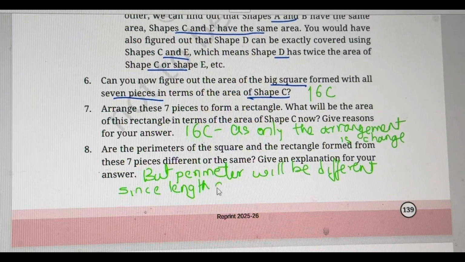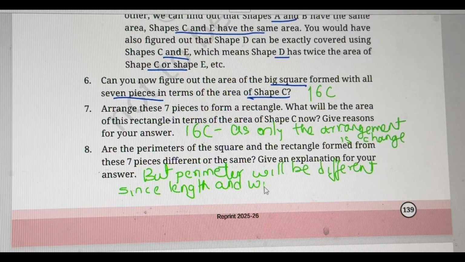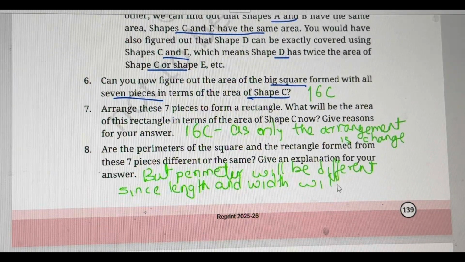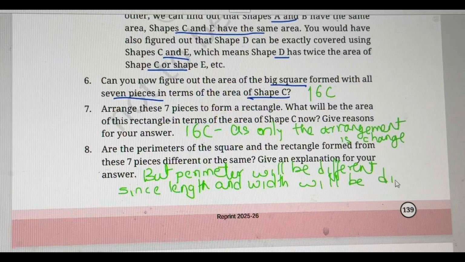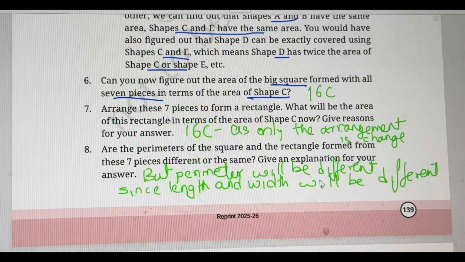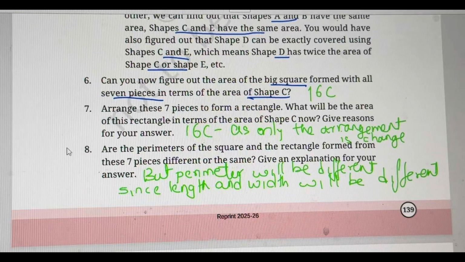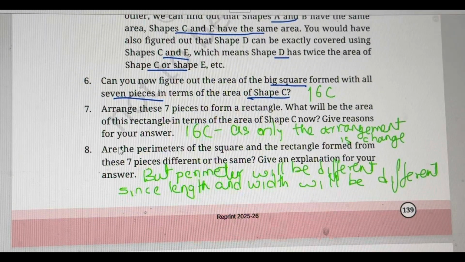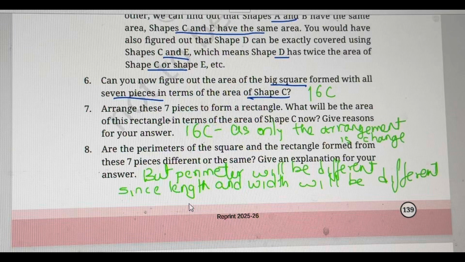Since length and width will be different, right? So area means the space occupied. So space occupied remains the same, but perimeter is the boundary. So we have changed the boundary from square to a rectangle. So naturally the perimeter will change, right?